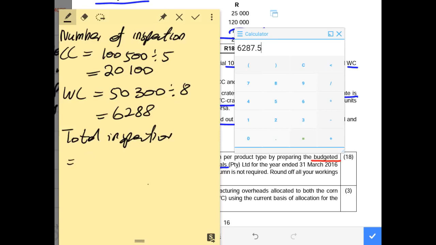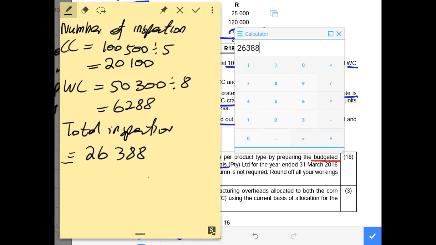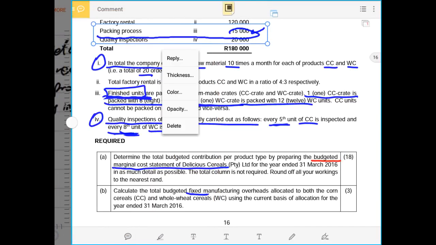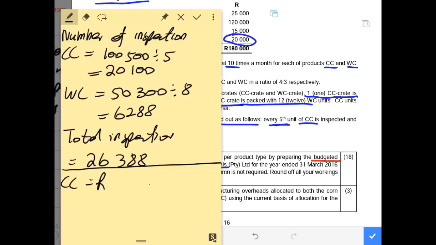So now the total inspection for these two products will be 6,288 plus 20,100, which gives me 26,388 number of inspections. Then now I do the allocation. Product CC deserves to get its portion. Remember, the cost now of inspection, quality inspection, is 20,000. So that's what we are allocating.